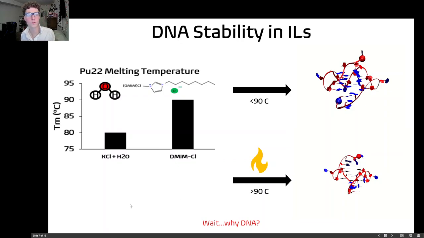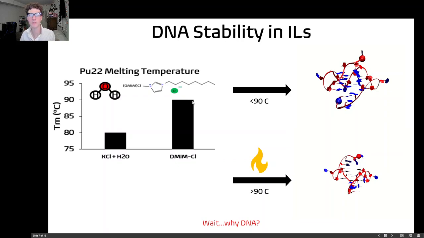Now, to highlight on this, our collaborators in Dr. Vaden's lab at Rowan University basically did experimental physical chemical analysis of a DNA strand called PU22 in ionic liquid versus KCl buffer. Basically what they saw was the melting temperature of PU22 in KCl is 80 degrees centigrade, whereas subjecting it to OMIM jacked up the melting temperature to 90 degrees centigrade.